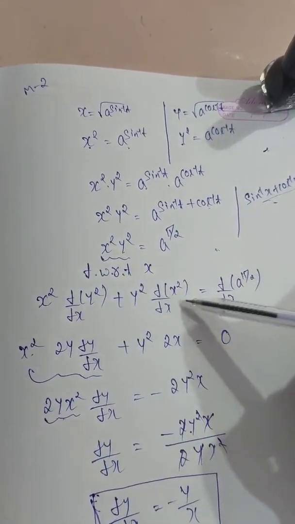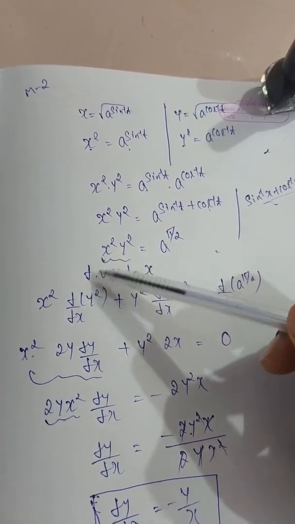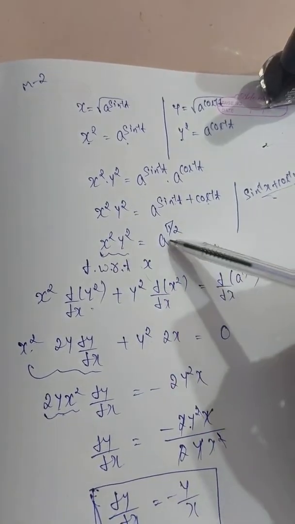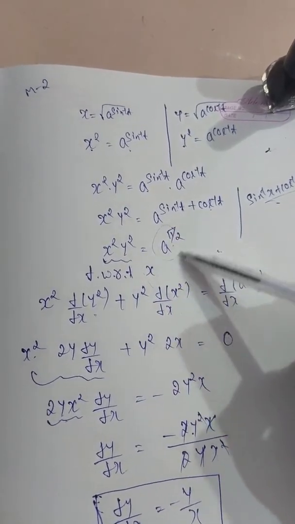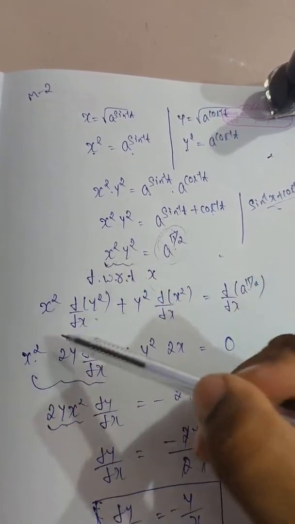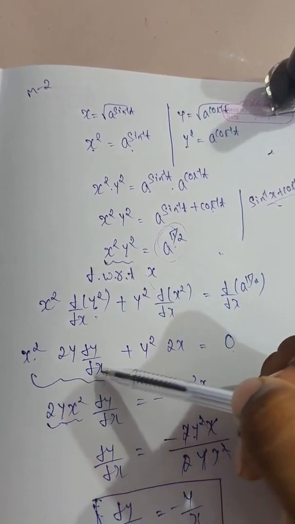Now differentiate with respect to x. You want to apply the product rule of differentiation here. So the first function as it is, differentiation of the second function, plus the second function as it is, differentiation of the first function, and the differentiation of the constant. This whole term is a constant. The differentiation of a constant is 0. Here one thing you want to remember: the differentiation of y square means 2y into dy by dx.